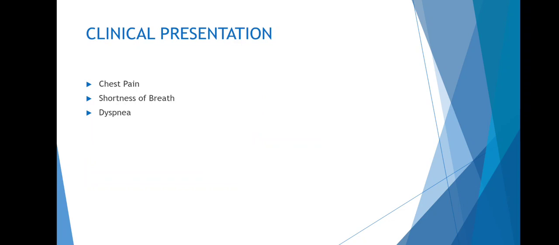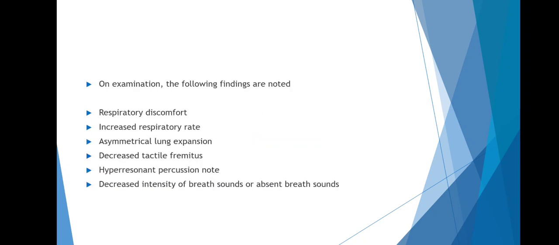Clinical presentation of pneumothorax: it commonly presents with chest pain, shortness of breath, and breathing difficulties. On examination, the following findings will be noted: the patient will be in obvious respiratory distress, there will be increased respiratory rate, the lung expansion will be asymmetrical, tactile fremitus will be reduced on the affected side, there will be a hyper-resonant percussion note, decreased intensity of breath sounds or absent breath sounds on the affected lung.